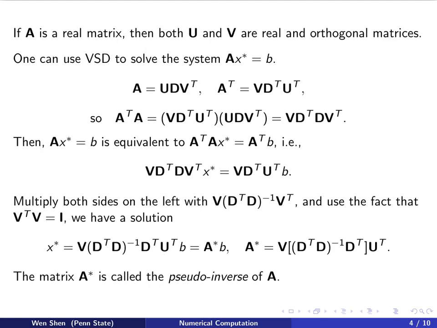We see what we have here is this whole expression in the end gives me a matrix times B. So let me call that matrix A star. A star is exactly this expression. So we can consider this A star as some kind of an inverse of A, but not in a regular sense, because A is not a square matrix. So this is called the pseudo-inverse.